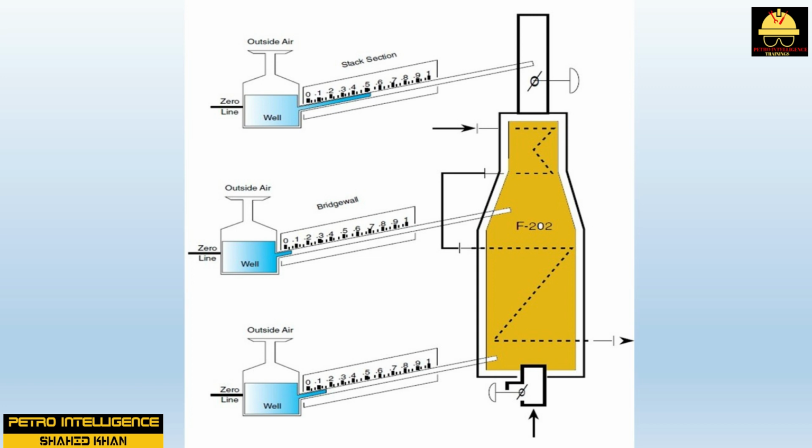Controlling excess oxygen in the furnace is the single most important variable affecting efficiency. For heat transfer in the firebox or radiant section, the greatest efficiency is obtained when maximum furnace temperatures are achieved. Decreasing excess air in the furnace maximizes radiant heat transfer.